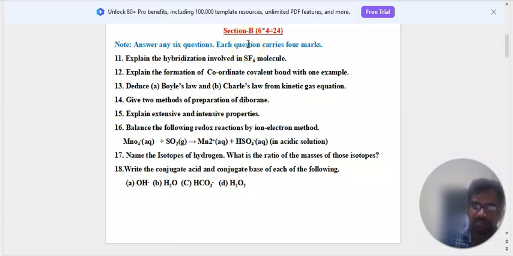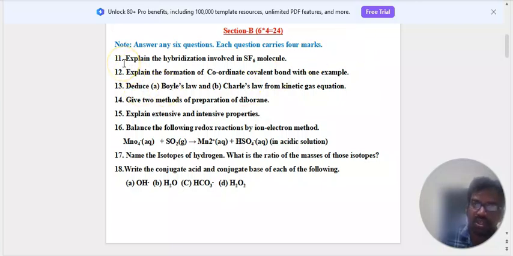Section B has a total of 6 questions to write, any 6 questions. Each question carries 4 marks, so 6 into 4 is 24 marks. So 1, 2, 3, 4, 5, 6, 7, 8, in the B section there are a total of 8 questions. You need to attempt any 6 questions. Each question carries 4 marks. So here there are 8 questions, which means 2 questions are extra, that is, options. So this is good for the B section.